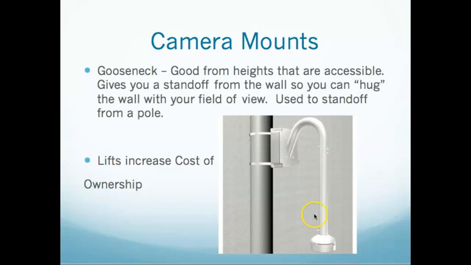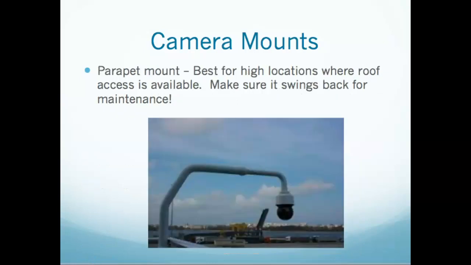So a gooseneck is good in that it gives you the standoff on a pole. And if you don't go up too high, you're great. Go up above the required height for a lift, and your cost of ownership with this mount just went way, way up. So one of the best ways to solve for that height issue and that cost of ownership issue is a parapet mount when you get up high enough, and especially on a flat-topped building.